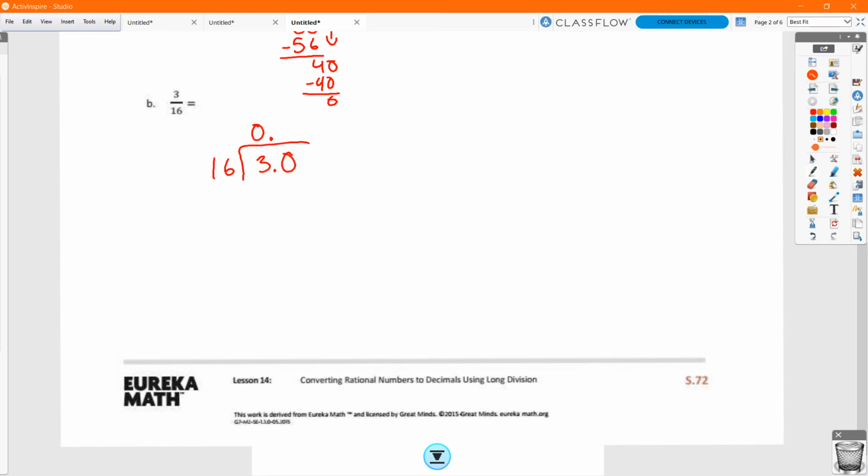Add a 0. 16 can go into 30 one time. 1 times 16 is 16. 30 minus 16 is going to be 14. Now we add another 0, and we shoot it down. 140. 16 can go into 140. Let's see. 16 times 8 is going to be 48. Carry the 4. 8 times 1 is 1. 8 plus 4 is 12. So 128. I like that. So we're going to do 8. 8 times 16 is 128. We subtract, we get 12. Add another 0, shoot that down.